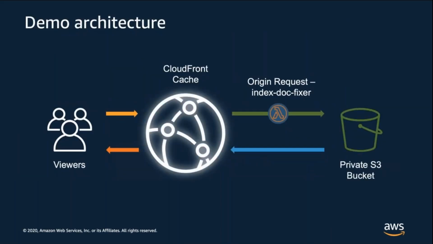So to fix this problem, we're going to use a Lambda@Edge function on origin request. Now I've called this function index.docFixer. And this function will intercept requests to S3 and check that there's a file name and an extension. If there isn't a file name and extension, or if the URI just ends with a slash, then the function will append index.html to the URI before sending it to S3. And so this is going to give us the same functionality as the index document in S3.